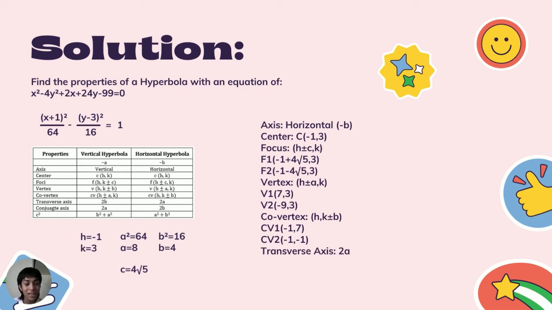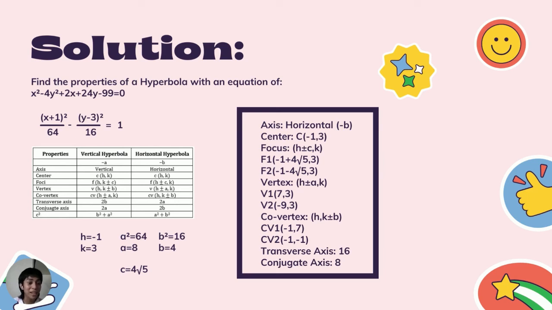Now, for the transverse axis 2a, we will just multiply a by 2. So 2 times 8 is 16. So the transverse axis is 16. And for the conjugate axis 2b, multiply b by 2. 2 times 4 is 8. So the conjugate axis is 8.